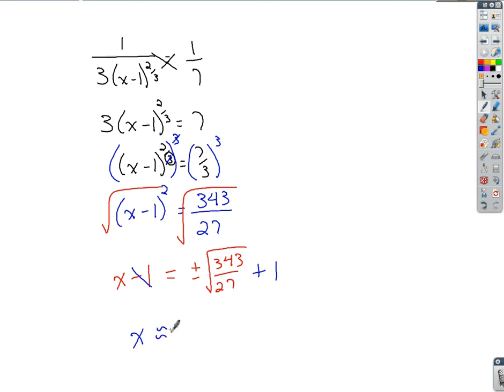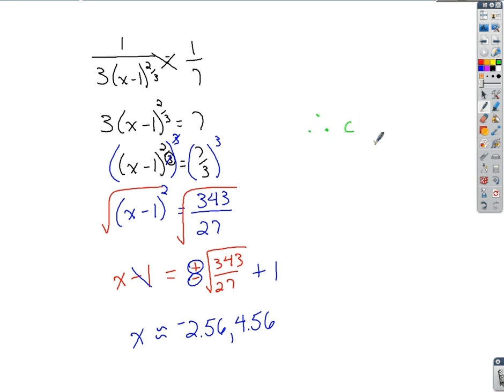I take the positive square root of 343 over 27, get that result, and add 1 on. And then do the same thing with this negative. Take the negative square root of 343 over 27, get that result, and add 1 on. The decimal values that I end up with, I get negative 2.56 and 4.56 if I round off to, say, 2 decimal places.